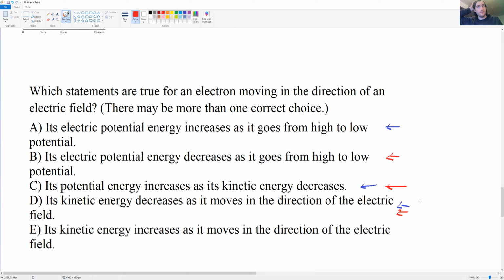So let's take a look at this one. Which statements are true for an electron moving in the direction of an electric field? There may be more than one correct choice. Its electric potential energy increases as it goes from high to low potential.